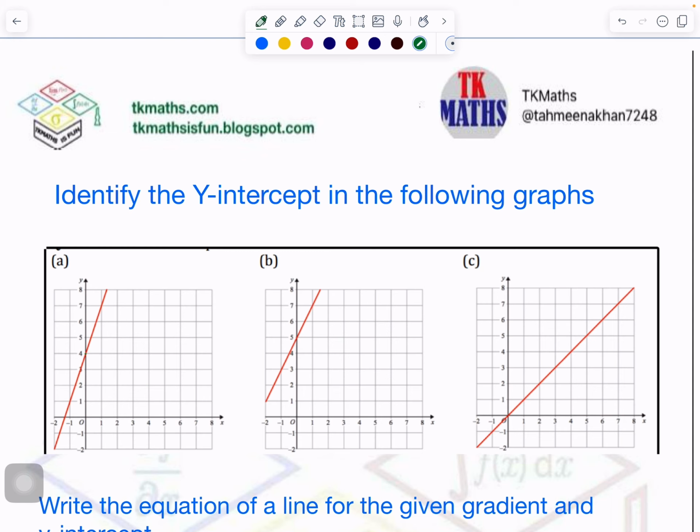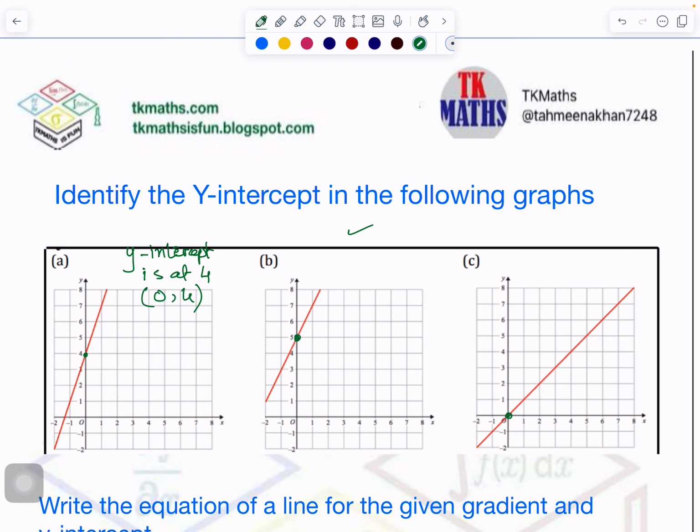In part A, the line is passing through 4 on the y-axis. In this case, 5. In this case, 0. So if you have to answer the y-intercept in graph A, you will say the y-intercept is at 4. Like this you will reply. And if you have to write it in the form of a point, how will you write? Remember we learned previously? Absolutely right.